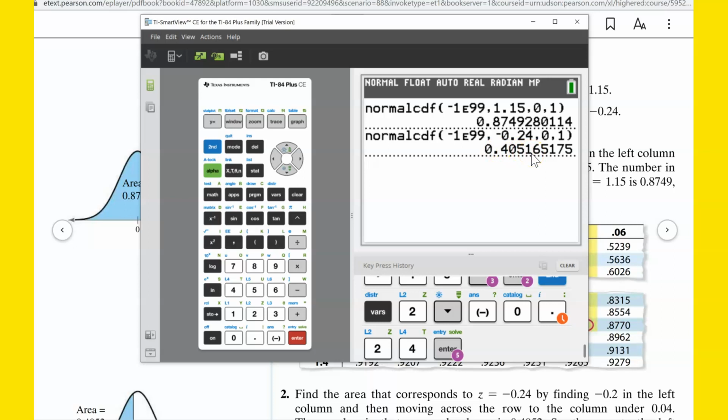Now let me give you a concept of what this area is telling us. This last answer we just got tells me that about 41% of the data will be less than -0.24, or less than 0.24 standard deviations below the mean. The answer we got up here, the 0.8749, means that about 87% of the data will be less than 1.15 standard deviations above the mean, or less than a z-score of 1.15.